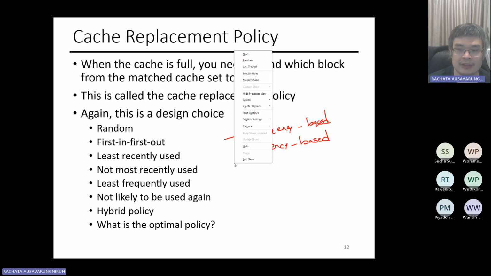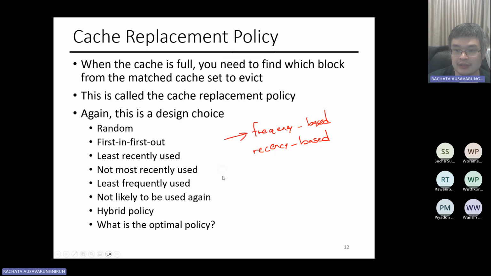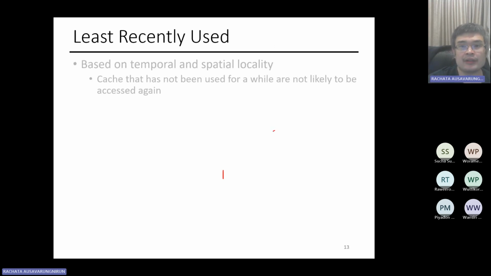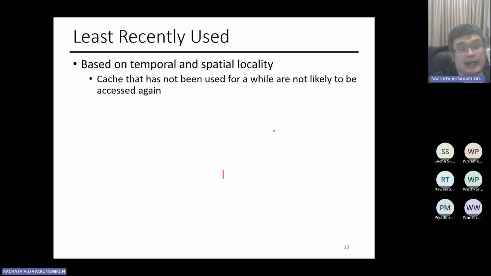With recency-based, you would try to evict the least recently used block, sometimes called LRU. This basically kicks out the block that you haven't used for the longest time in the set. And this is basically kind of a default policy for your hardware cache. In software cache, it's a totally different story. In hardware cache, least recently used makes sense because it's based on temporal and spatial locality. Basically, if I haven't used the block for a while, I will likely not use it again.